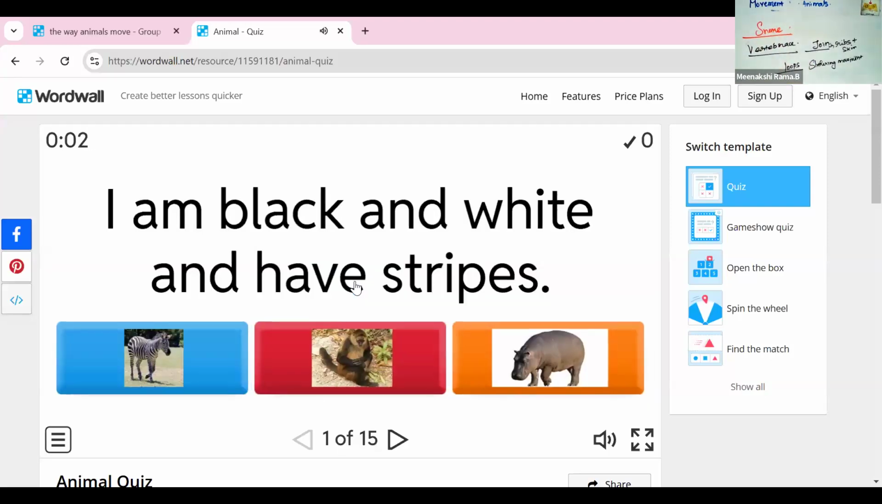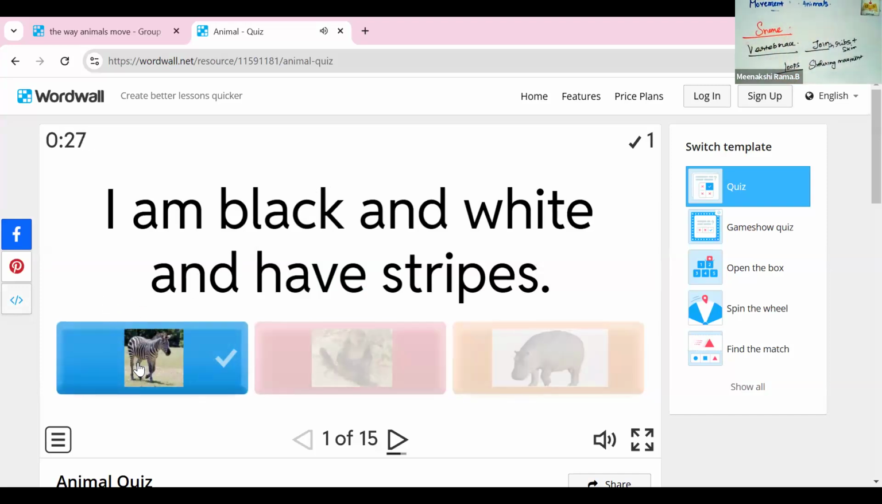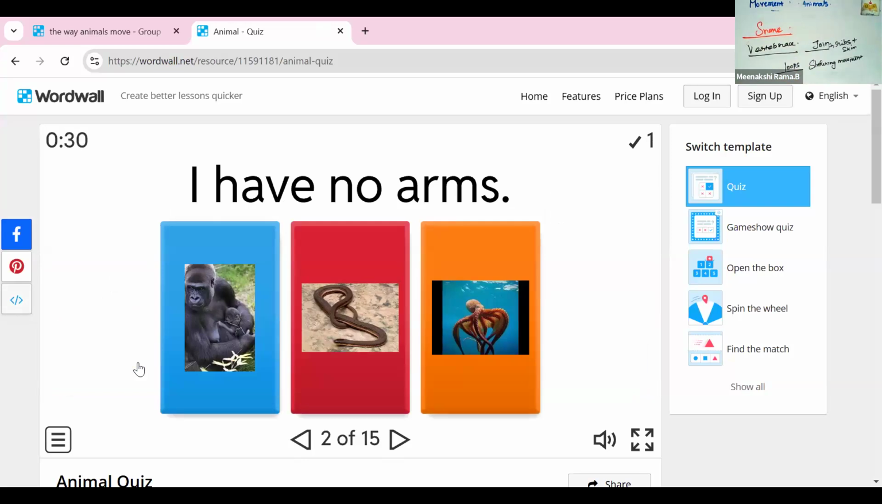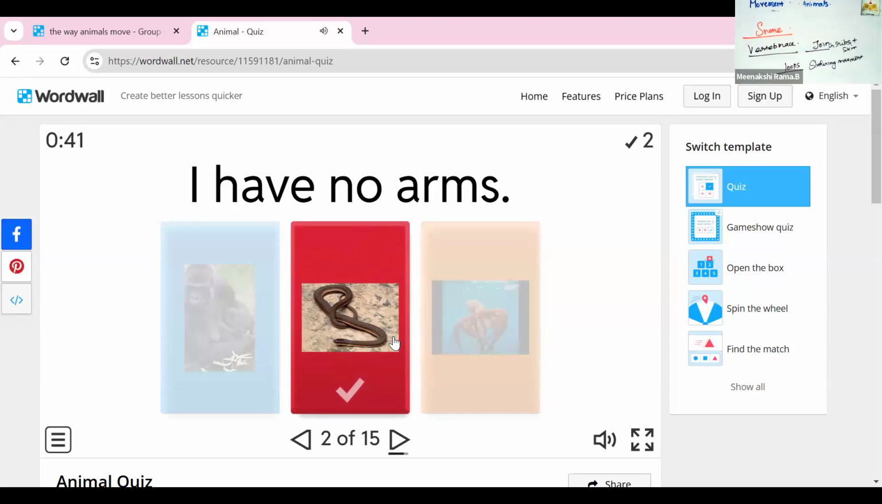Yes, some questions about different kinds of animals. We want to choose the right answer to each question. I am black and white and have stripes. Which one? Yes, clearly zebra. This is the right answer among the three animals. And next one: I have no arms. Yes, the center animal, the snake, has no arms. That is the right answer.